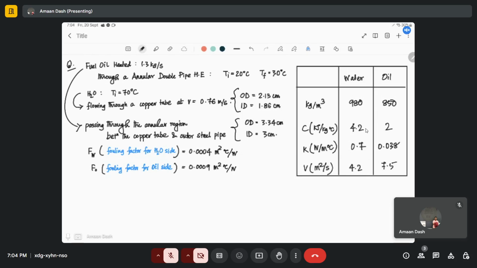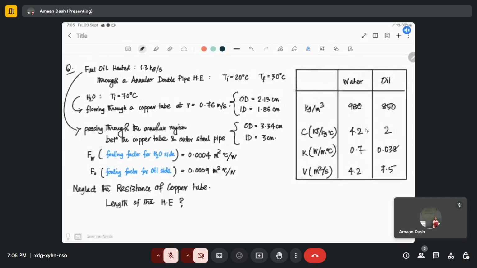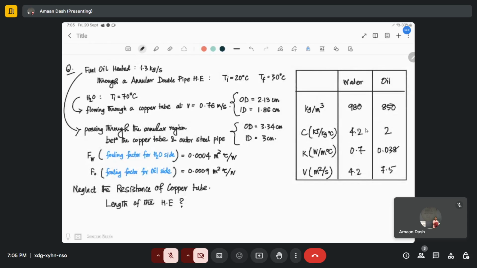So here you can neglect the resistance of the copper tube. Okay. Because copper is highly conductive. Okay. So calculate the length that is required for this heat exchange. So length of the heat exchanger. So you can give it a try and then we can discuss.